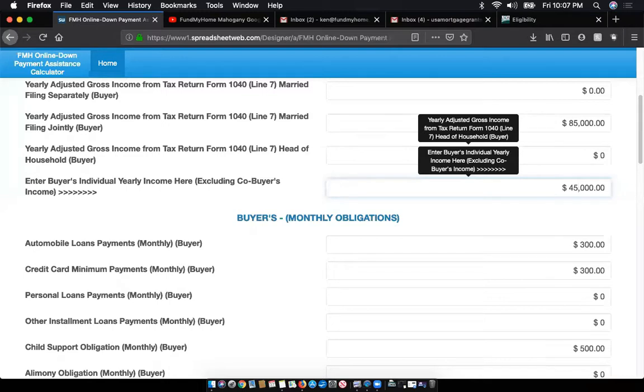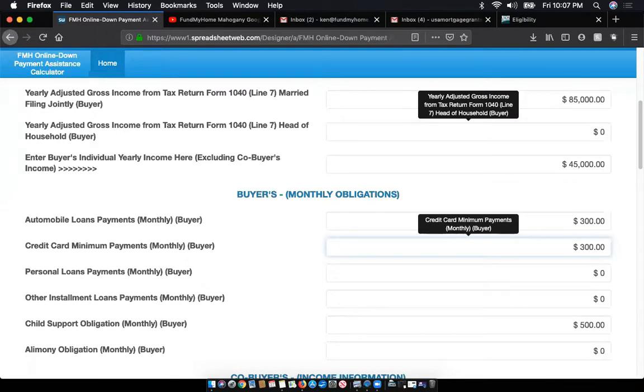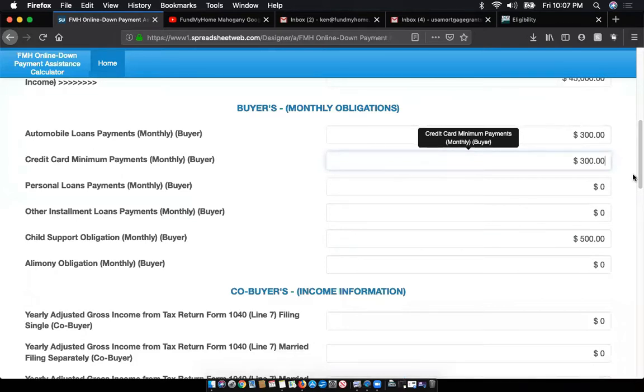The next, you continue with the monthly obligations. So simple questions: automobile payments, credit card minimum payments, not the balances, but the minimum payments. And sometimes it's not really what you pay, because you may be in the habit of always sending extra payments. No, we're speaking of the minimum due. Usually the minimum due is about 2% of the balance. So if you owe 500, your minimum due is about $50.